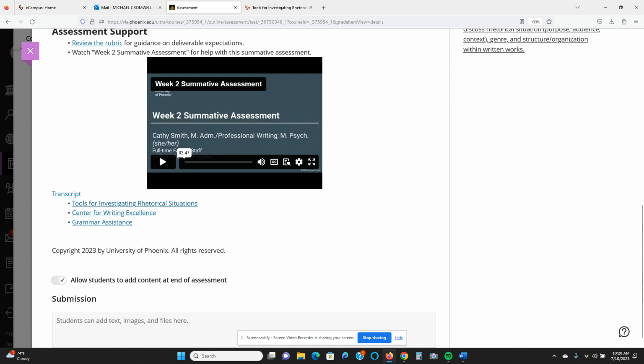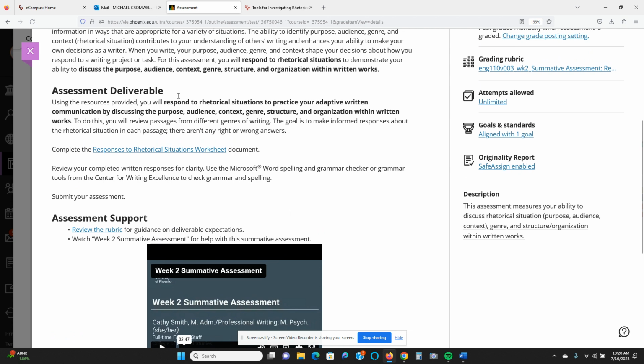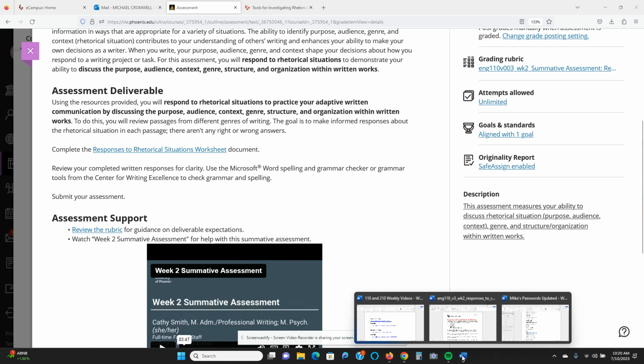Along with that video, open this link up also, which is called Tools for Investigating the Rhetorical Situation. It's right here. That'll also give some information on the different parts of the rhetorical situation, the ones I just mentioned: purpose, audience, structure, context, genre. Okay, those are what you're going to have to address in the worksheet. So let's take a look at the worksheet now. So once you've reviewed all of this, you're going to go here and open up the worksheet, which I already have open here. You're going to click on that, and this is what it'll look like.